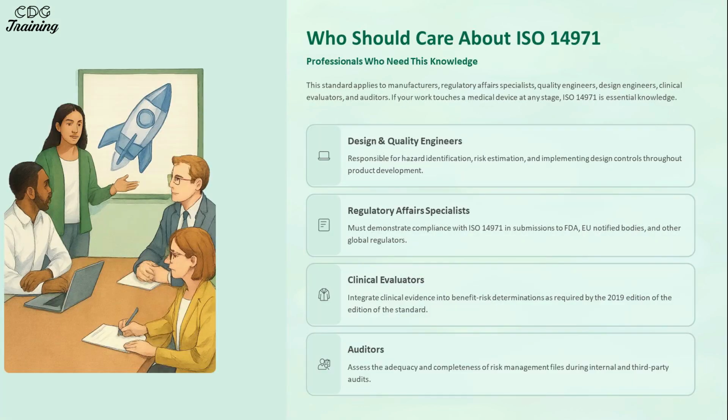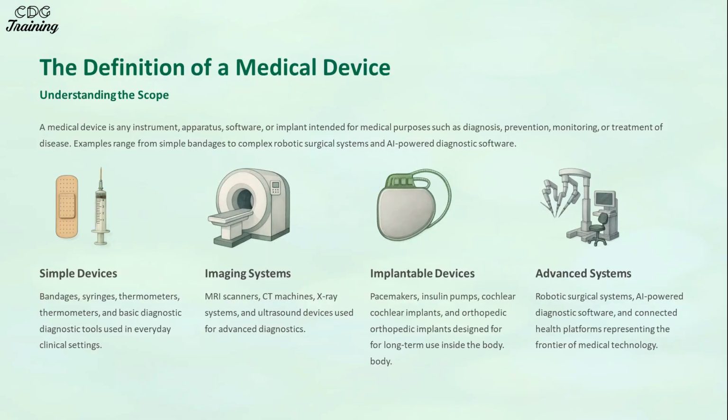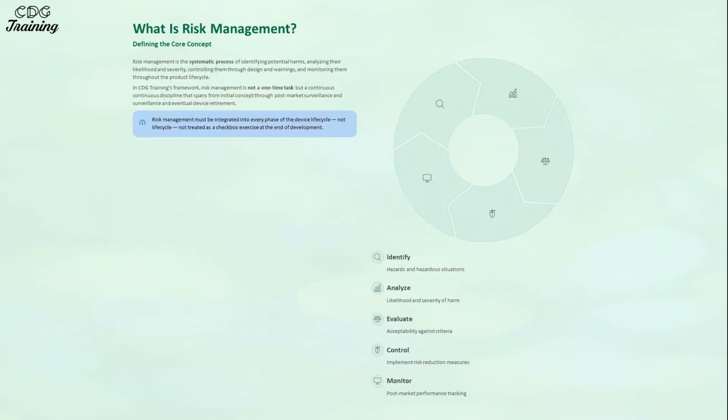ISO 14971 knowledge is crucial for professionals like design engineers, regulatory specialists, and clinical evaluators. Understanding this standard is essential for ensuring compliance and enhancing career prospects. Medical devices range from simple bandages to complex robotic systems. Understanding the scope of what constitutes a medical device is crucial for applying risk management principles effectively. Risk management is a systematic process of identifying, analyzing, evaluating, controlling, and monitoring risks. It's an integral part of the medical device lifecycle, ensuring safety and compliance.